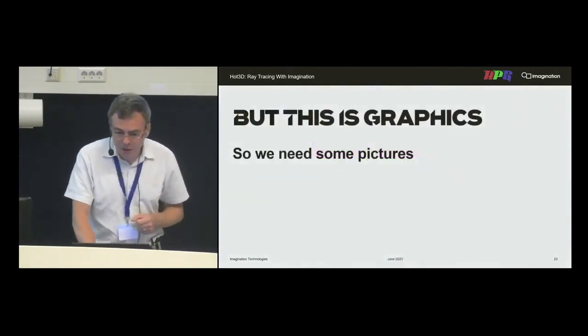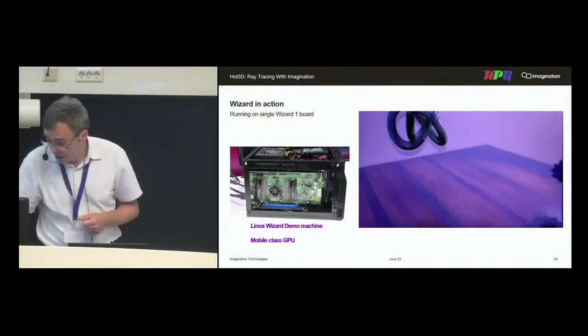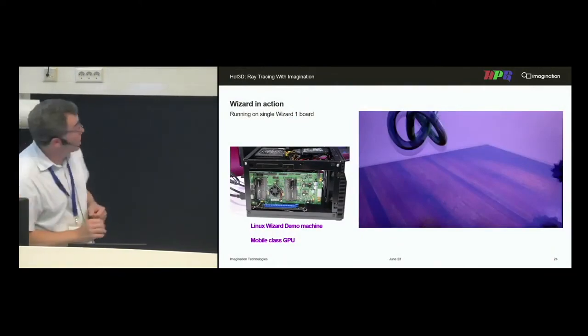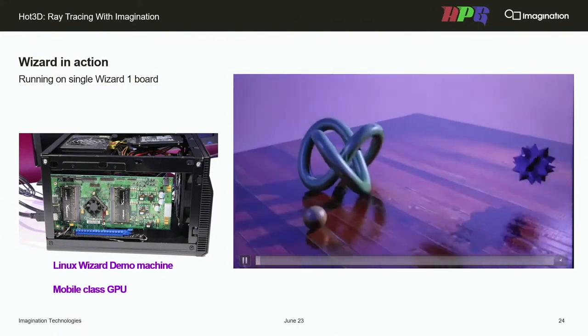But this is graphics, so we need some pictures. This is basically one of these. This is a dead one, unfortunately. Wizard 1 sitting in a small Linux machine. It's, again, a mobile class GPU, so very low powered. And this is a demo that was basically videoed off the screen. The capture unit decided not to work, so it's from an SLR, so I'm sorry about that.